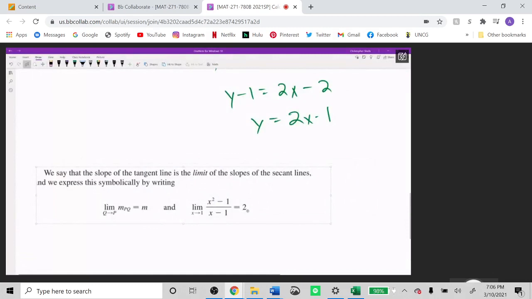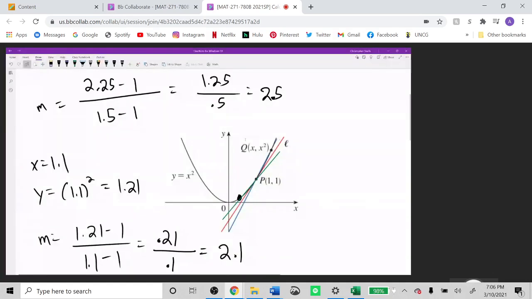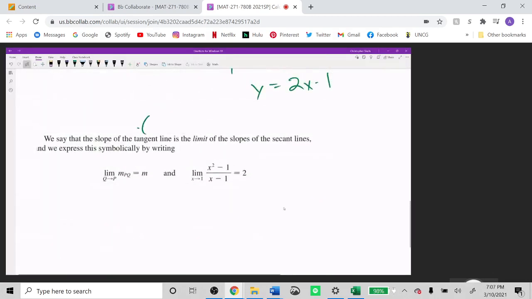Now, just to explain where x squared minus 1 and x minus 1 are coming from, it's from the second point being the point (x, x squared), since the y value of this second point is x squared, right? So y2 minus y1 is x squared minus 1. x2 minus x1 is x minus 1 in this one over here.